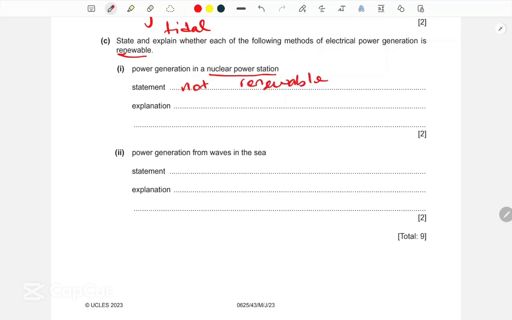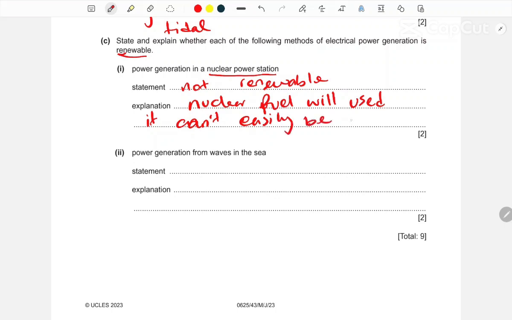So this is because the nuclear fuel is going to be used up. Fuel will be used up and it cannot easily be replaced.